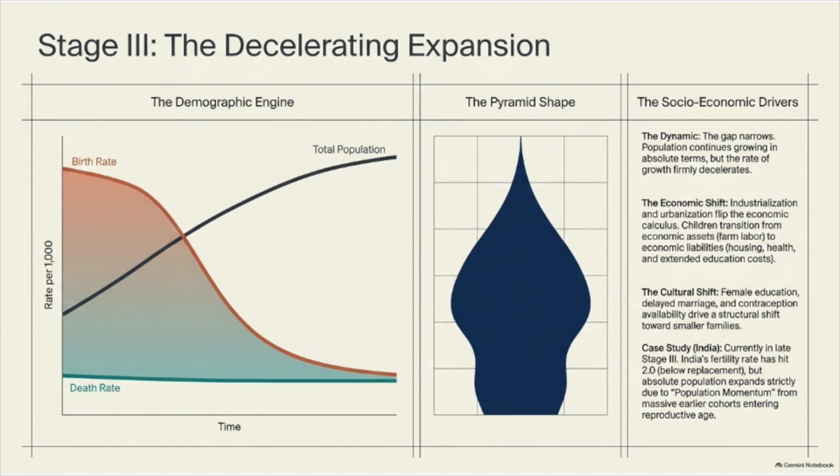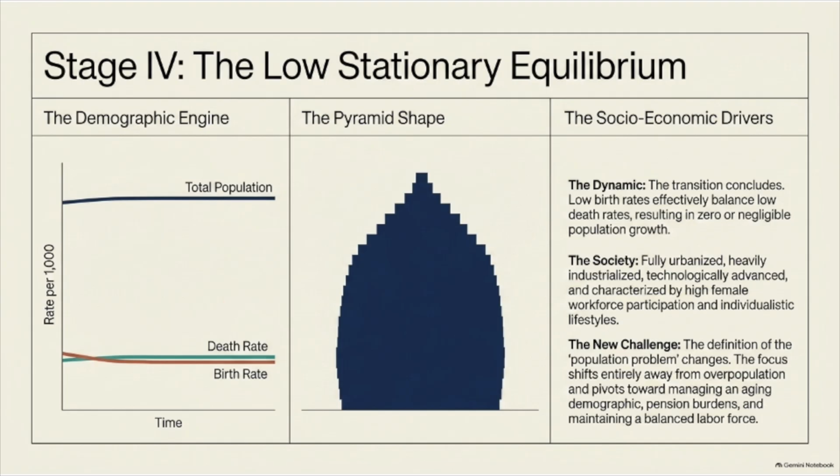families. As a case study, India is currently in late stage 3, where the fertility rate has hit 2.0, which is below replacement level, but the absolute population still expands strictly due to population momentum from massive earlier cohorts entering reproductive age. Stage 4 is the low stationary equilibrium.